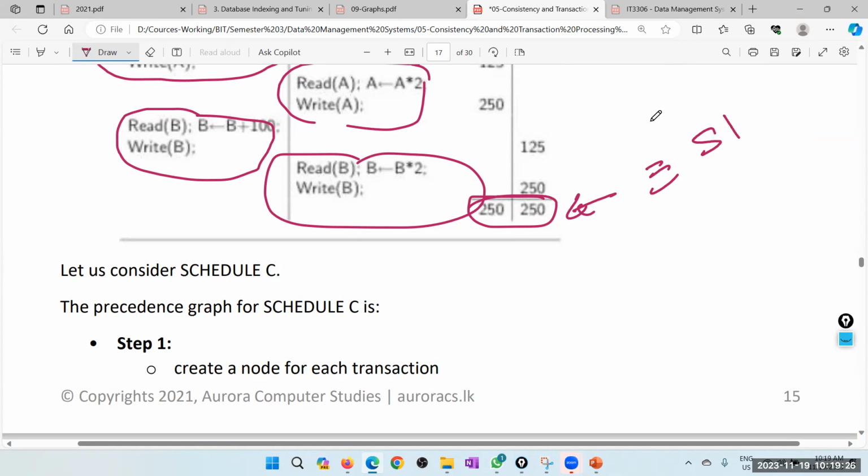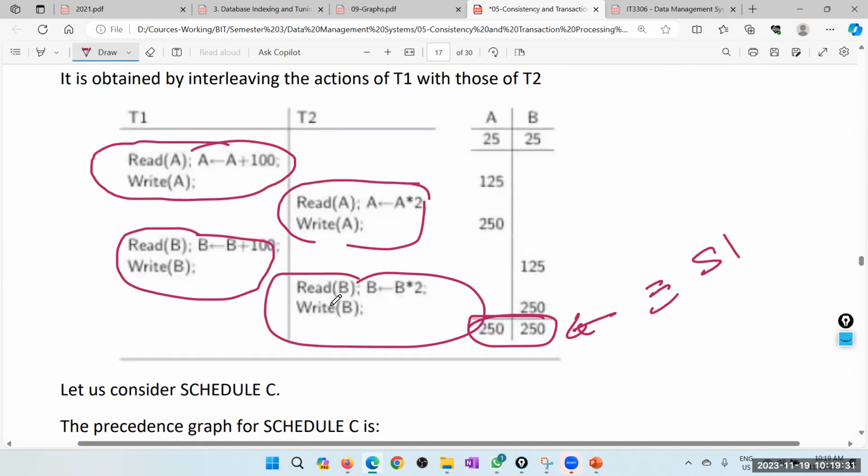So this is equivalent to serial schedule 1. Therefore, there's a possibility that this is a valid or conflict serializable schedule, because the result is equivalent to one of the serial schedules. But just because the results are the same, we can't say it is valid. But we also can't say that this is invalid right now, because it is equivalent to one of the serial schedules. Now we can double check whether this is really conflict serializable by drawing the precedence graph.